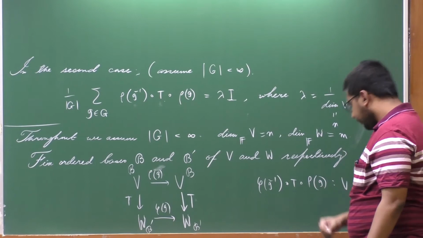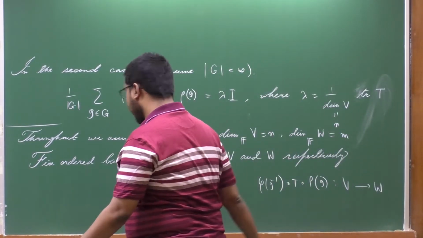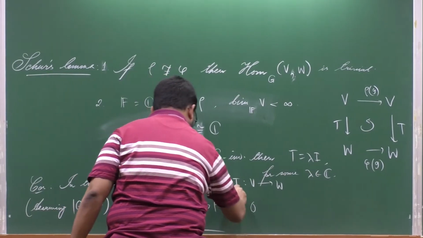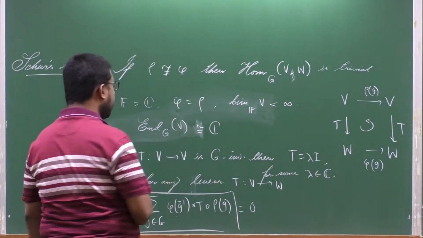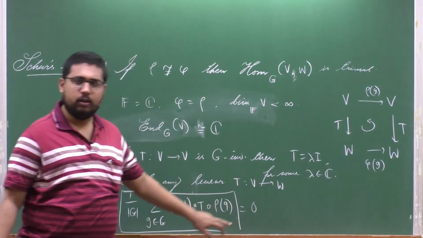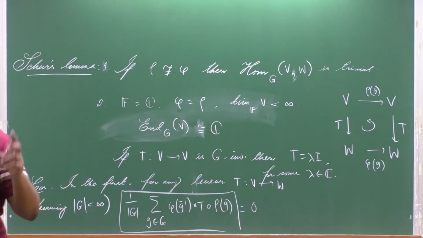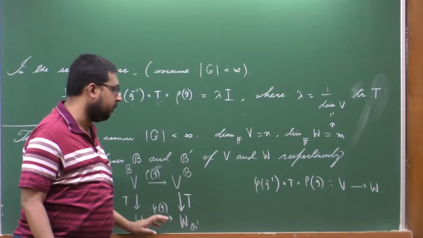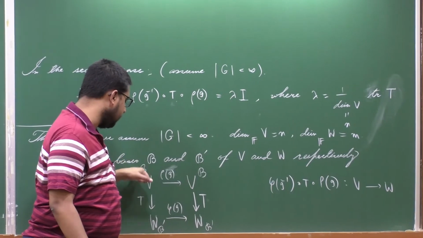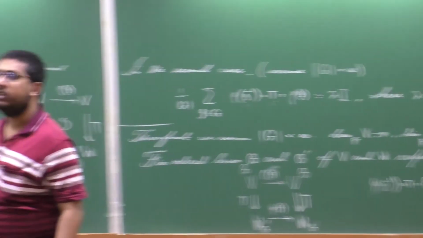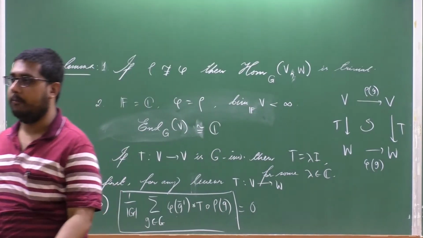And so is their sum. So this entire thing is an operator from V to W. Since this operator is 0, if we look at the matrix representation of this operator relative to the ordered bases B and B prime, then all the matrix coefficients will be 0.